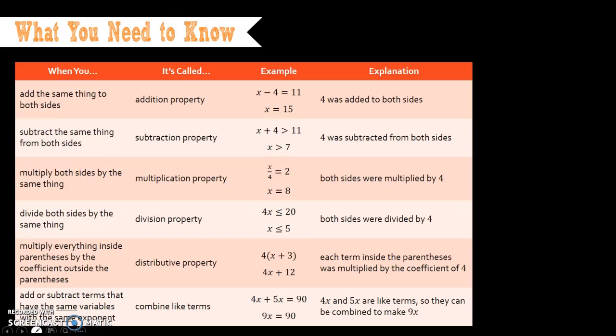And one final justification. When you're adding or subtracting terms that have the same variables and the same exponent, that's called combining like terms. So in this example, we have a 4x plus 5 more x's. I can combine those terms together to make 9x because they have the same variable and they both have the same exponent, which would be the power of 1.